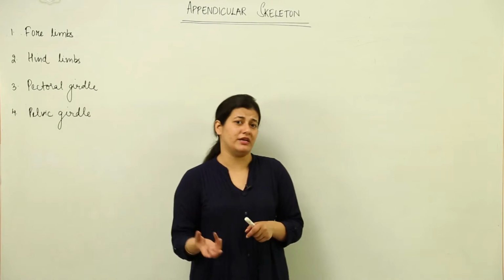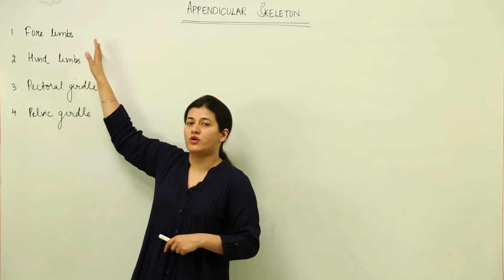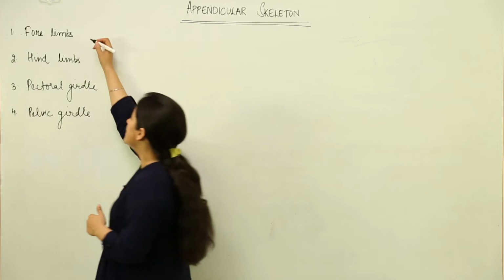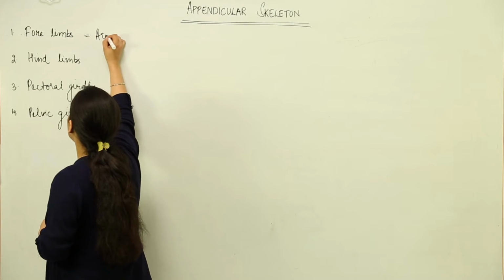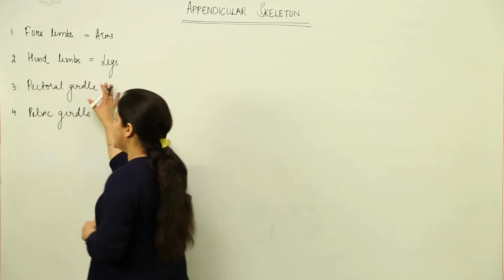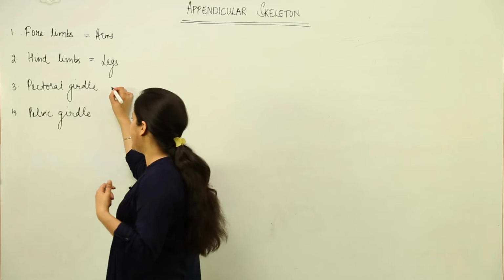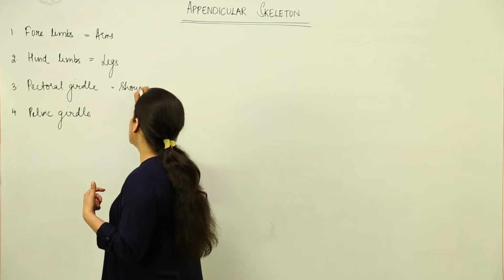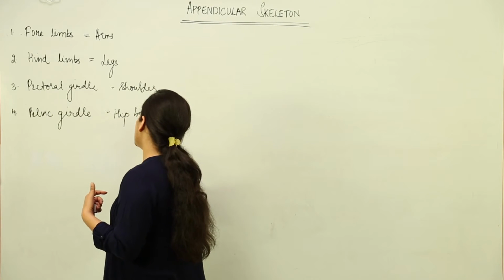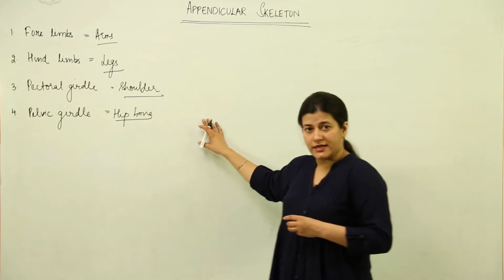Now, what our appendicular skeleton comprises of, we have listed over here. It comprises the forelimbs, which is nothing but our arms. Then we have hind limbs, which is the pair of legs, and then there are two girdles. The pectoral girdle is basically the shoulder area, and the pelvic girdle is the hip area, the hip bone basically, that we will be talking about. So this is the part of the appendicular skeleton.